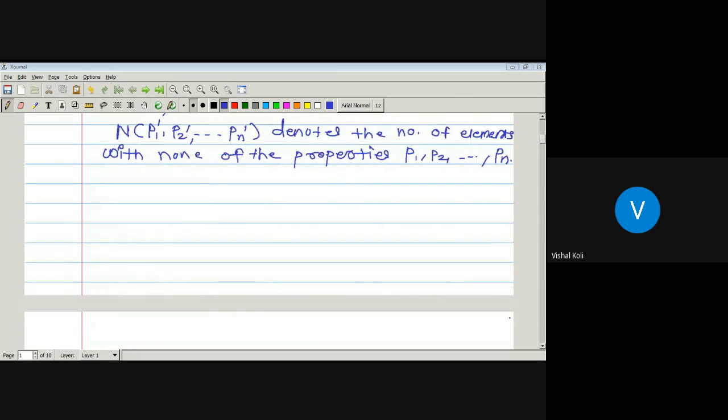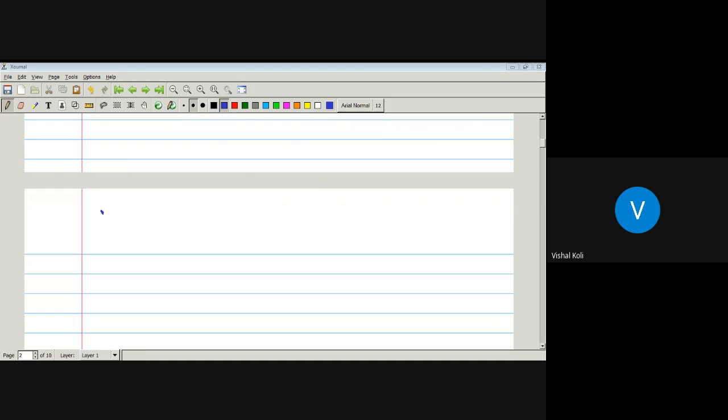Okay. Now, what should be the cardinality of n of P1 dash P2 dash up to so on Pn dash? Then total n minus that. And in the previous lecture, we have seen one formula. As we know, what should be the cardinality of the union over i running from 1 to n of Ai? What should be its cardinality? Which is equal to? Yes, what is the cardinality of this set?